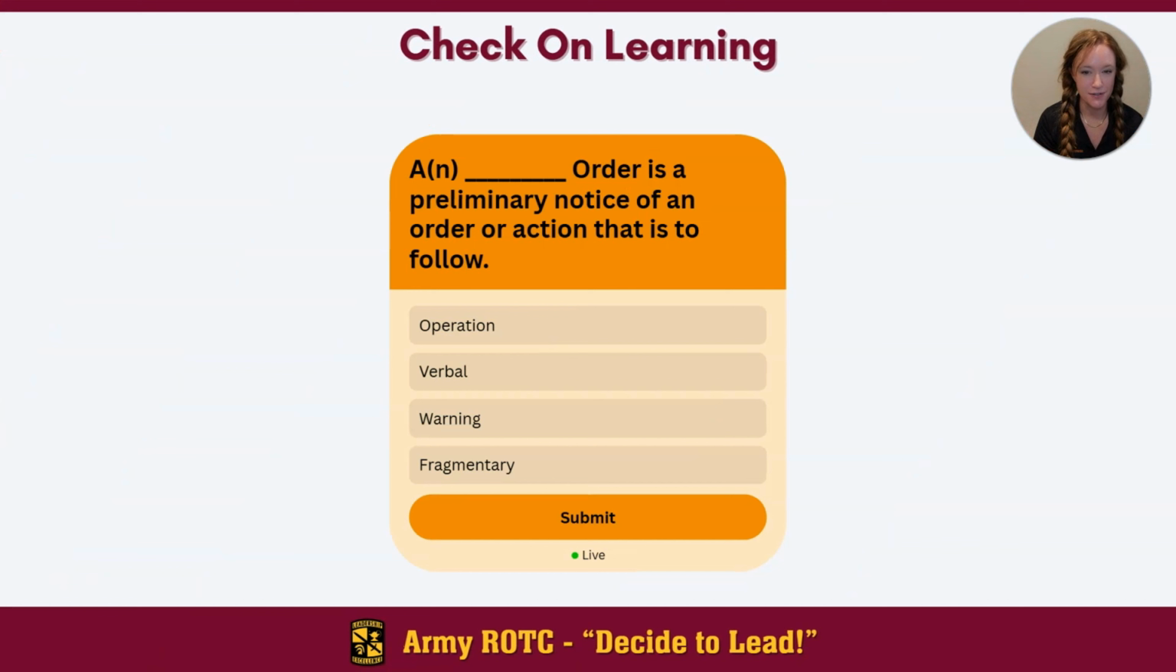Now, of those three types of orders, which one is that preliminary notice of an order or an action to follow? Which one do we call the heads up? Is it the operation, verbal, warning, or fragmentary? It's the warning order, right? Hey, warning, heads up, this is coming. So a WARNO or a warning order.